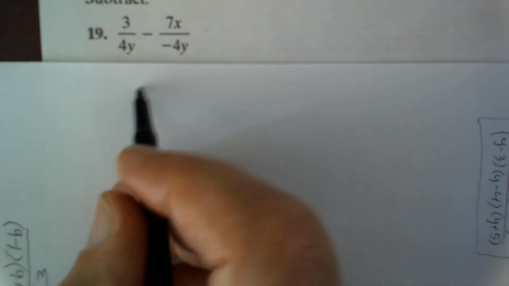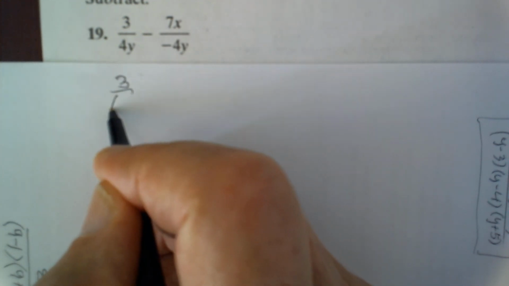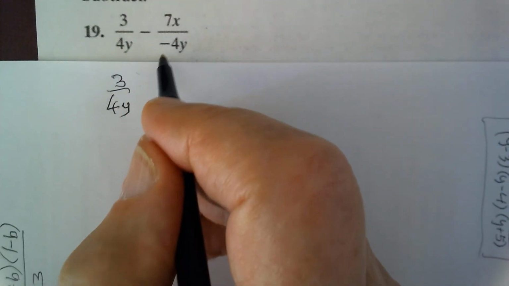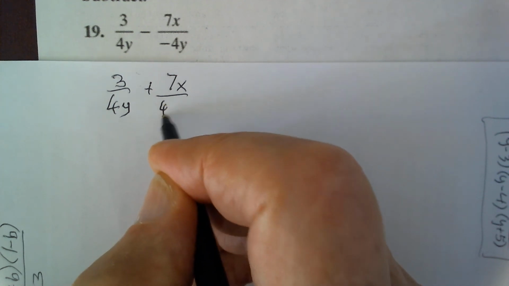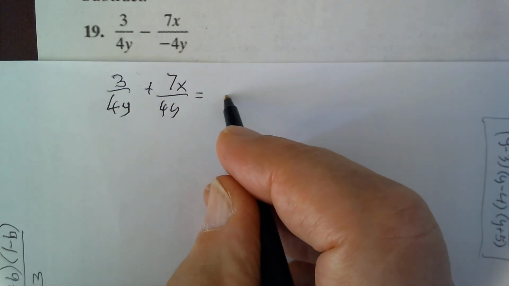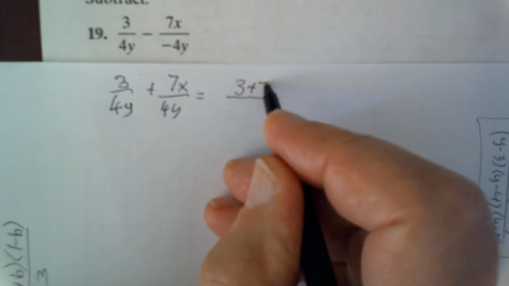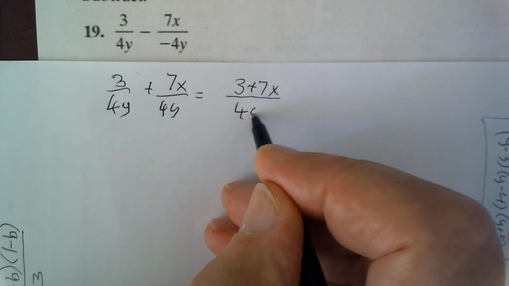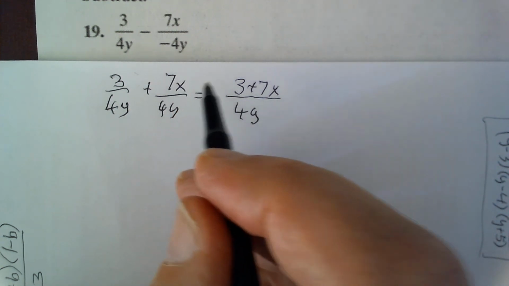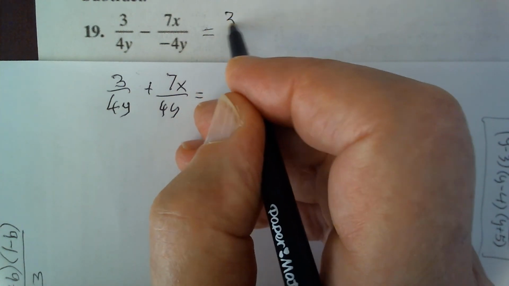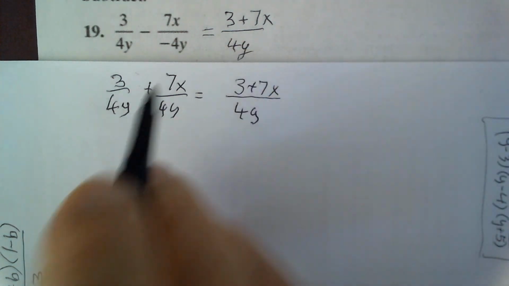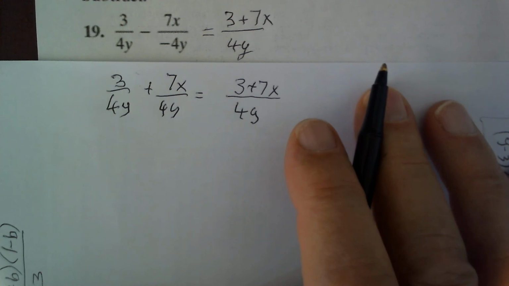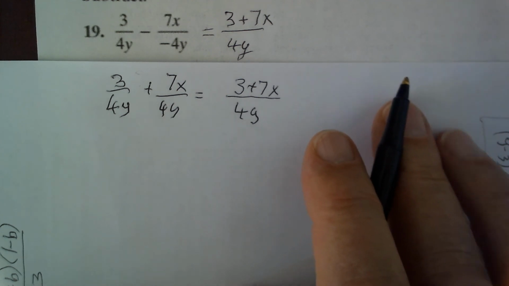Number 19 is somewhat similar in that we have 3 divided by 4y, and the minus becomes a plus 7x divided by 4y. And now we can write all this on one fraction line. 3 plus 7x divided by 4y. And that is our final answer for number 19. So that's equal to 3 plus 7x divided by 4y. So some of these exercises are simpler, others are more complex. So you have to be able to deal with both types of exercises here.